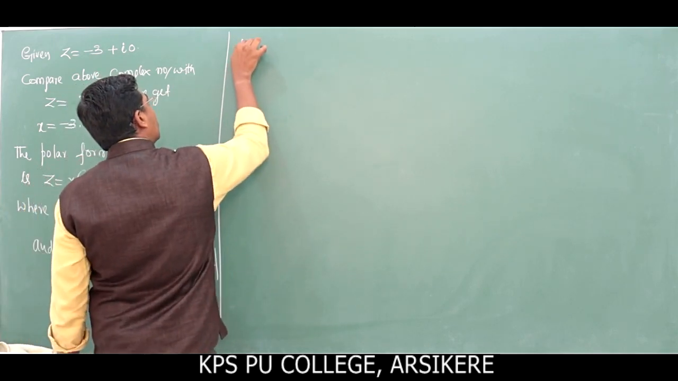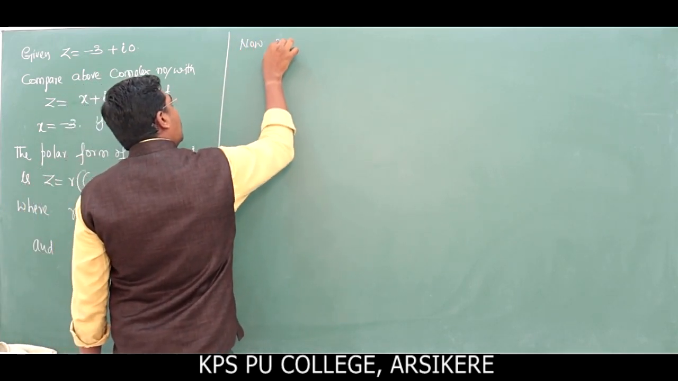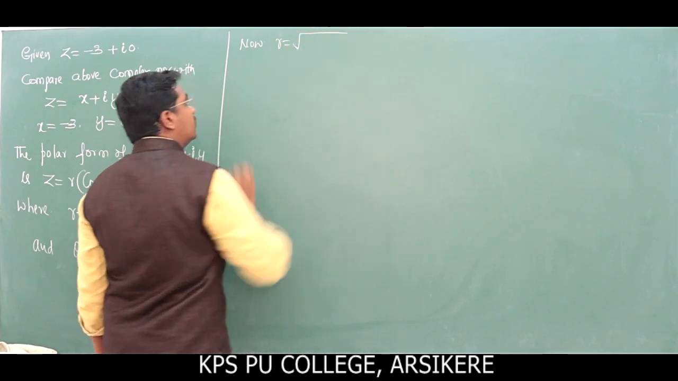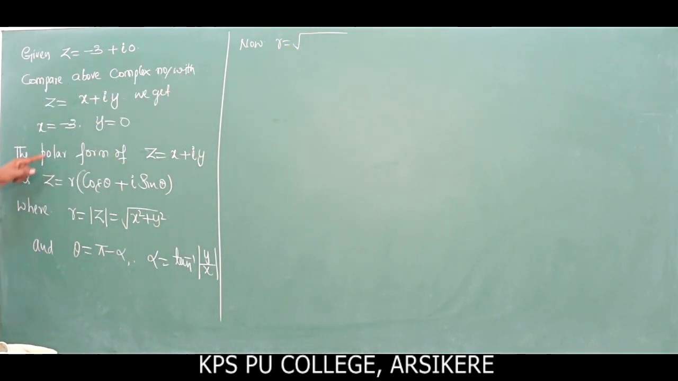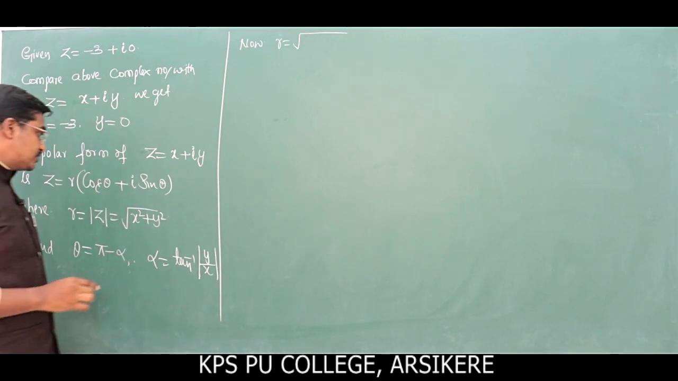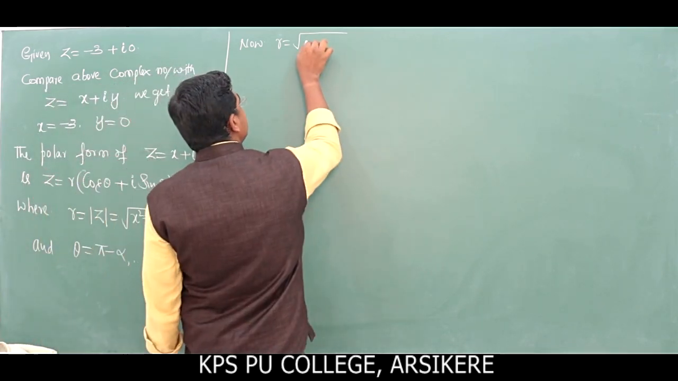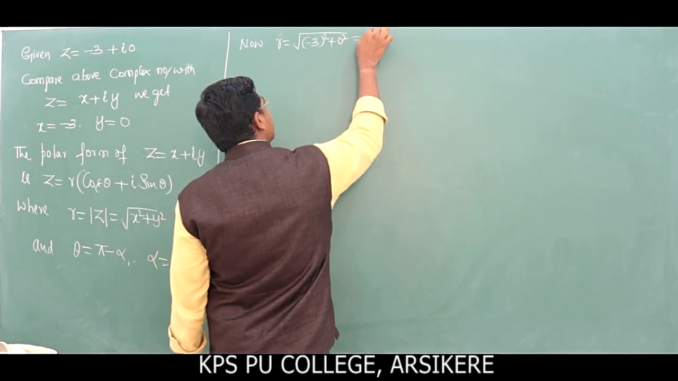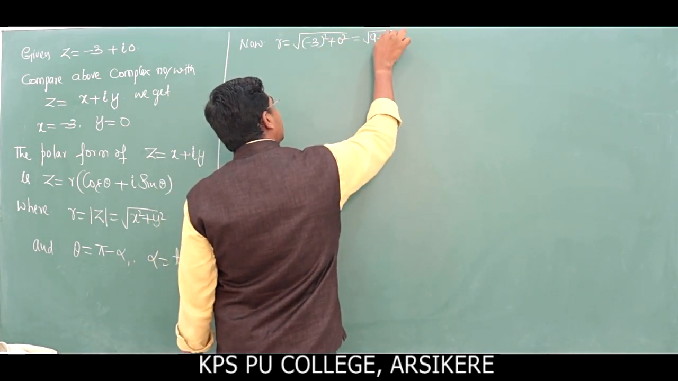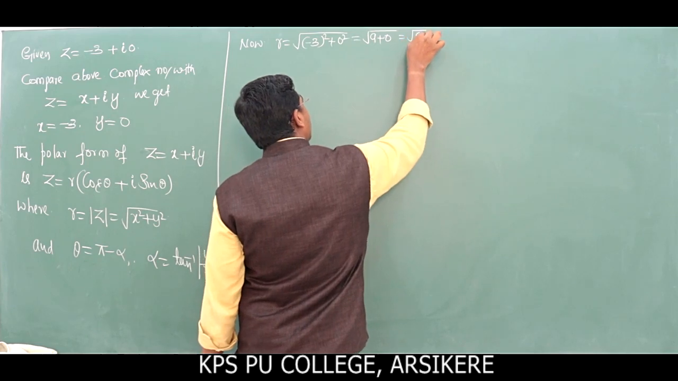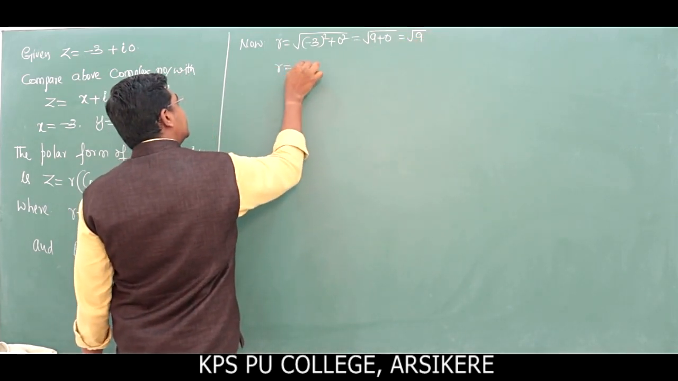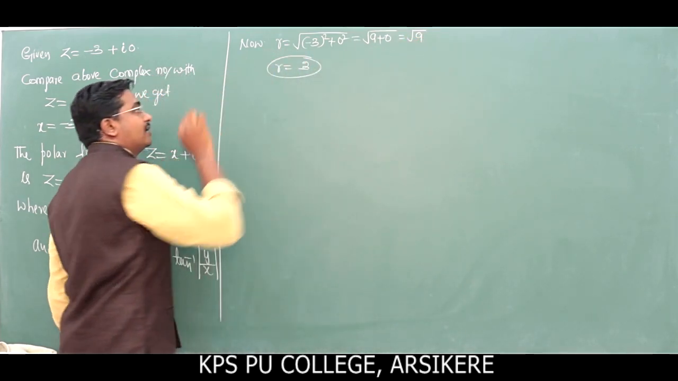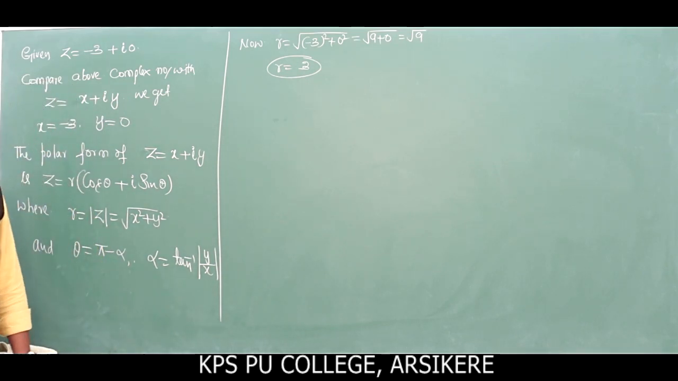Now, find the value of r. What is r here? r is equal to square root of x square plus y square. So minus 3 whole square plus 0 square, this becomes minus 3 whole square is nothing but 9, plus 0, square root of 9. We obtained r is equal to 3. What did you obtain there? r is equal to 3.